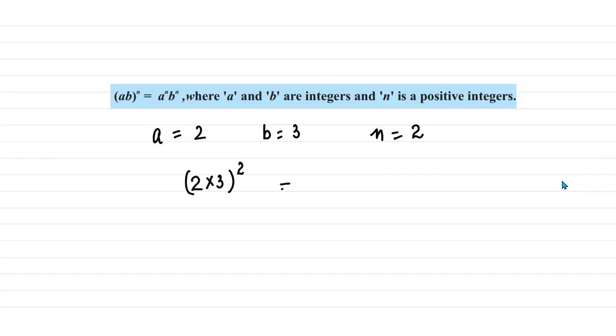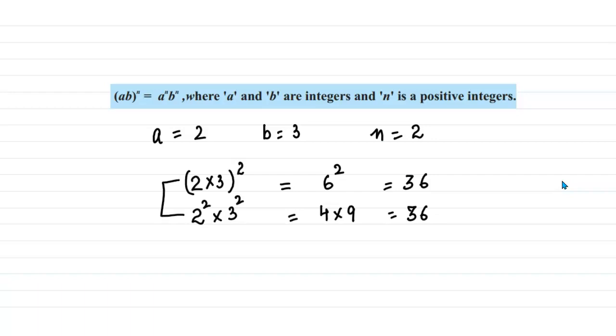So it can also be written as 6 raised to power 2, which is 36. And if I find out 2 raised to power 2 times 3 raised to power 2, this becomes 4 times 9. That is also 36. That means now you see the answer to both these expressions is the same. That means these are equivalent expressions. So this is our power rule in a product, and it is verified.